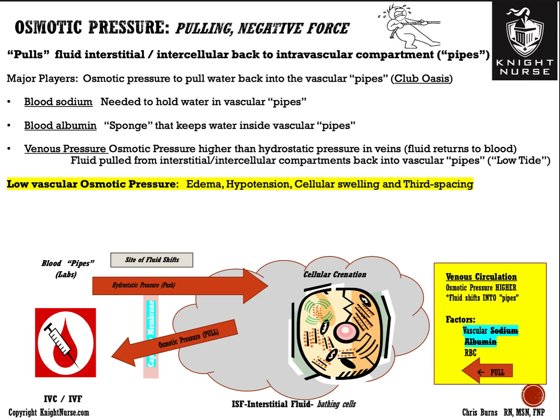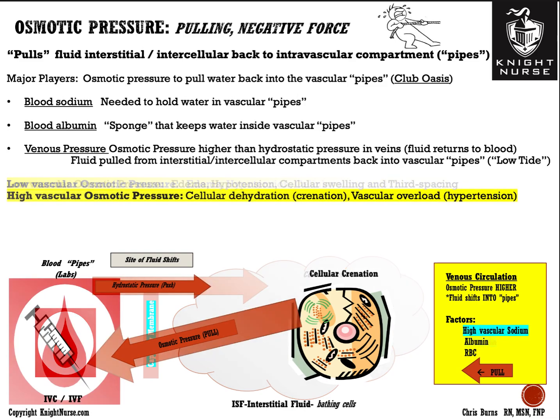If you have low osmotic sucking pressure, maybe you have low vascular sodium, you have low albumin, you don't have the sucking pressure. So what happens? Fluid just hangs out in the interstitial fluid, doesn't get sucked back in, and we see edema. Okay? Also, not very much blood pressure.